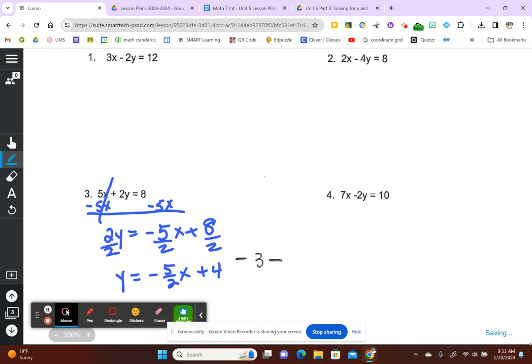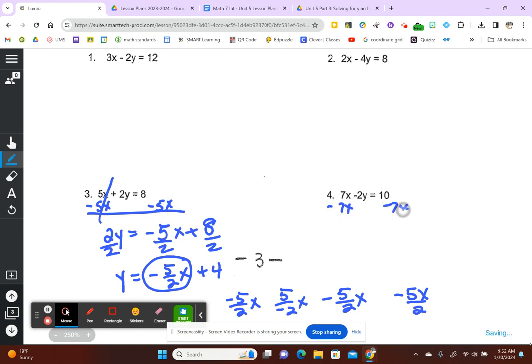And again, the negative 5/2 x could be negative 5 over 2x. It could be 5 over negative 2x. It could be negative 5 over 2x. It could also be negative 5x over 2. I prefer this way. Okay, then number 4, I subtract 7x, subtract 7x.